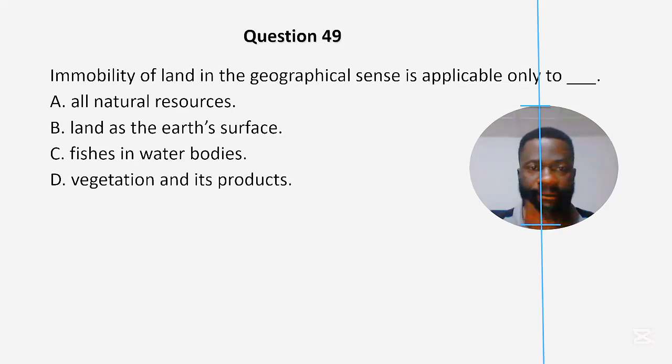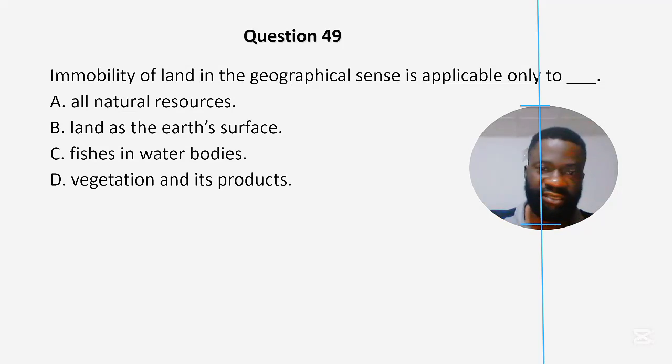Question 49. Immobility of land in the geographical sense is applicable only to dash. A. All natural resources. B. Land as the earth's surface. C. Fishes in water bodies. And D. Vegetation and its products.